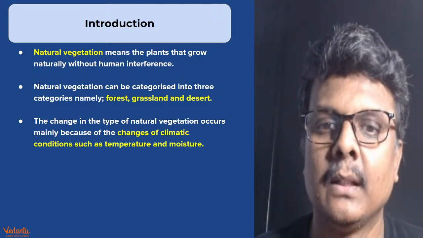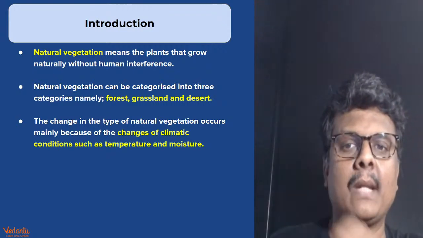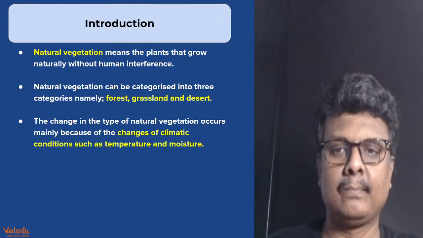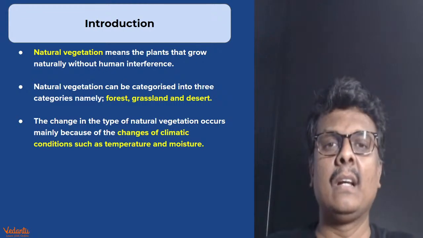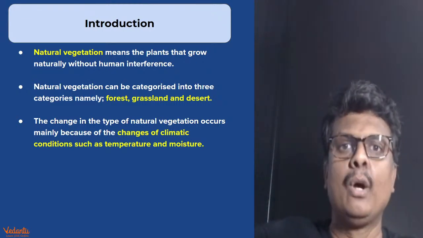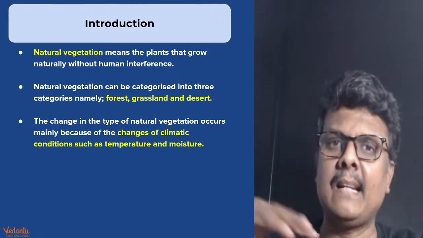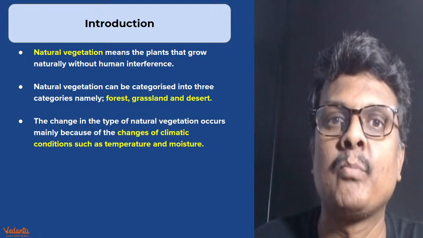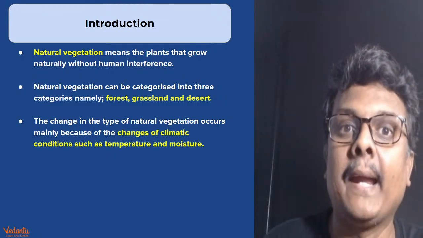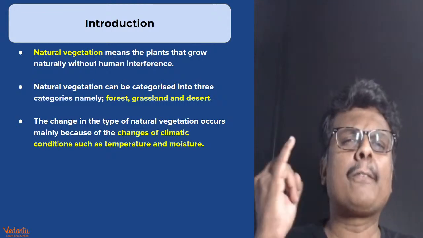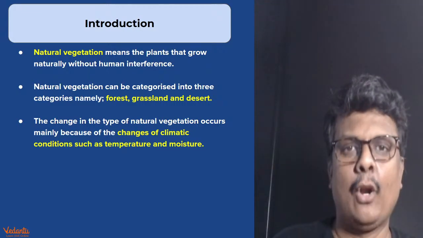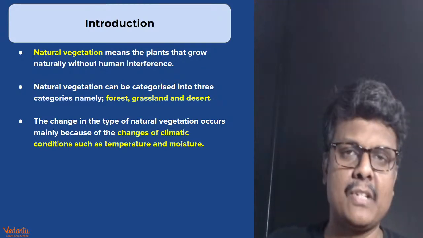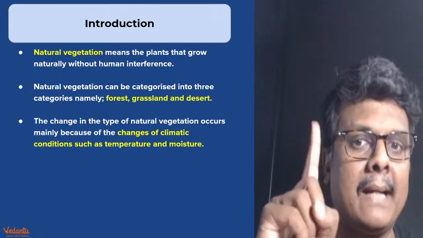Beautifully said. And natural vegetation can be classified into three: forest, grasslands, deserts. So now, why is nature different? Few places have forest. Why do few places not have forest? They have only grasslands. And why do a few places have neither a forest nor a grassland? They are completely deserted. You see only sand and sand dunes. Why? It is because a lot of climatic factors influence the presence of vegetation, whether it is a forest, a grassland or a desert. Climate matters a lot.